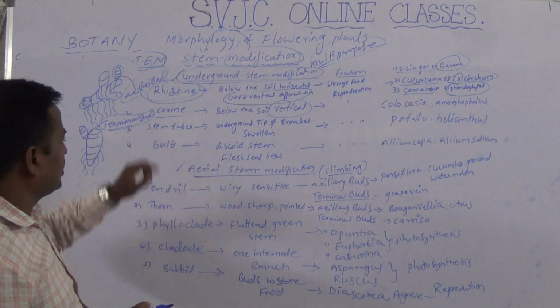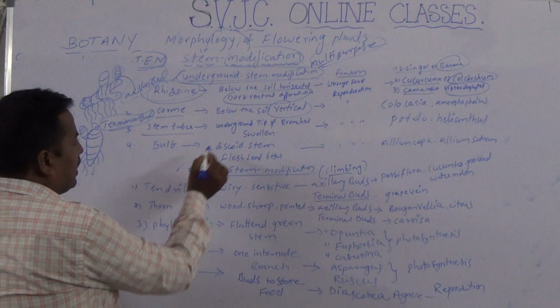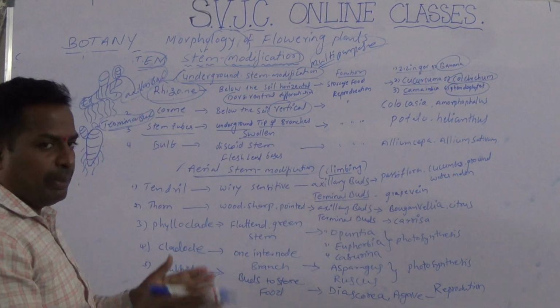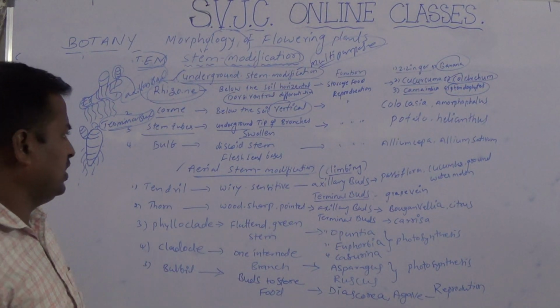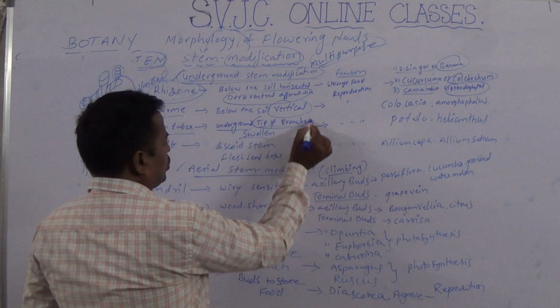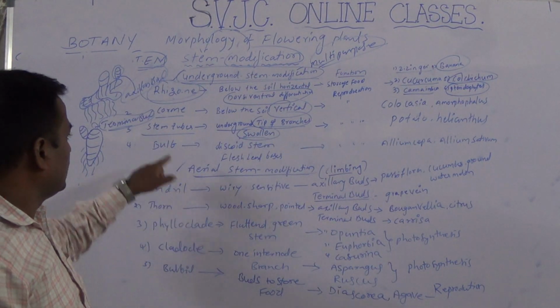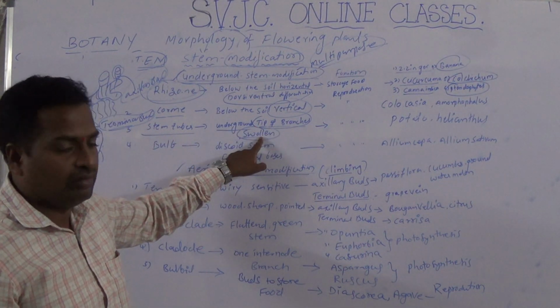And the next modification is stem tubers. Stem tubers are very important, students. The underground tip of branches. In some plants, the branches grow positively geotropic. In those branches, the tip of branches stores food material to become solid. Are you clear? Stem tuber is nothing but the underground tip of branches.